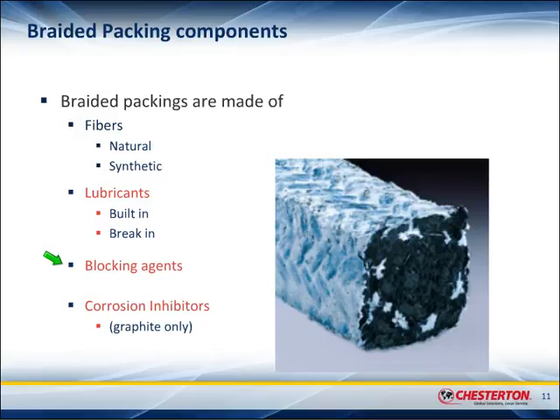The other thing that is added into packing are blocking agents. If we think about a packing, specifically a braided packing, you have this braided structure which is sort of a net of fibers. Obviously the little holes in the structure of the braid need to be filled up with something, and that is done with blocking agents. The function of blocking agent and lubrication is many times done by the same components, so lubricants can act as blocking agents as well.